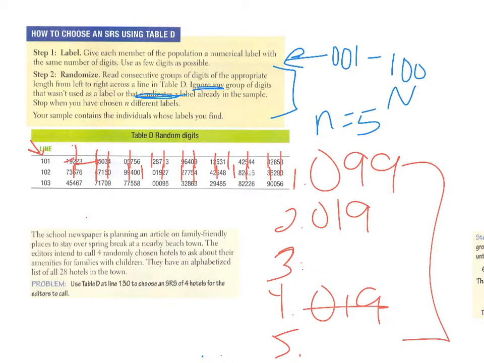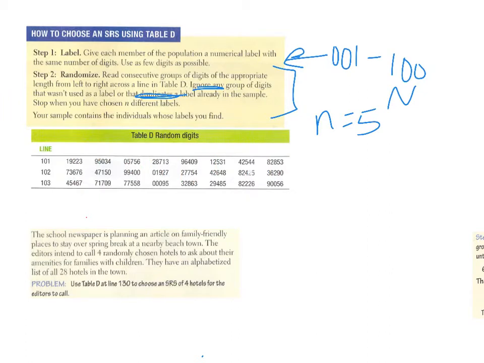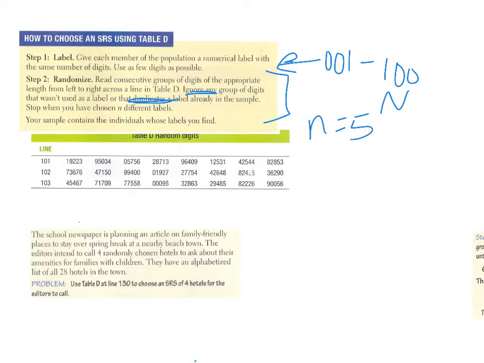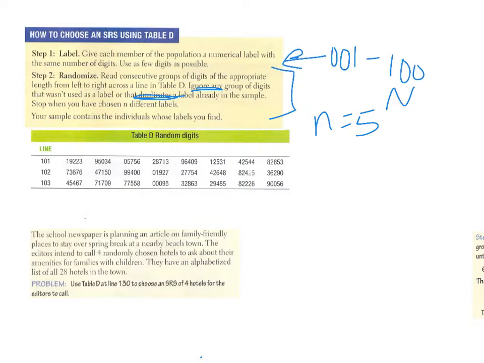So let's look at an example of this. Let me erase this stuff. All right, the school newspaper is planning an article on family-friendly places to stay over spring break at a nearby beach town. The editors intend to call 4 randomly chosen hotels to ask about their amenities for families with children. They have an alphabetized list of all 28 hotels in the town. Use Table D at line 130 to choose an SRS of 4 hotels for the editors to call. Well, let's think about this for a little bit here.